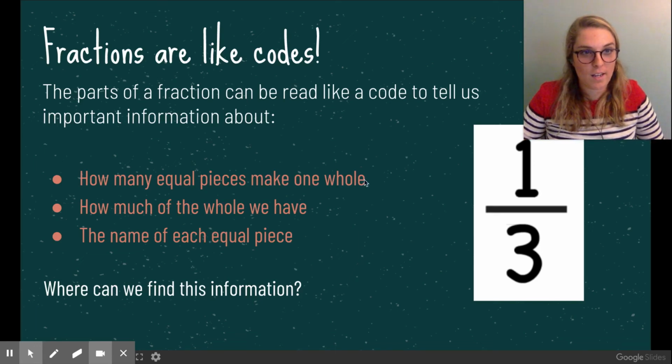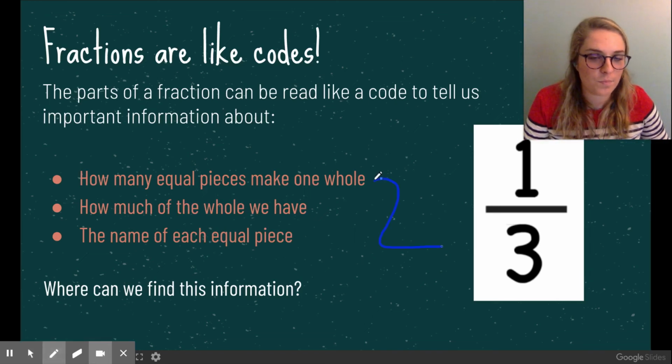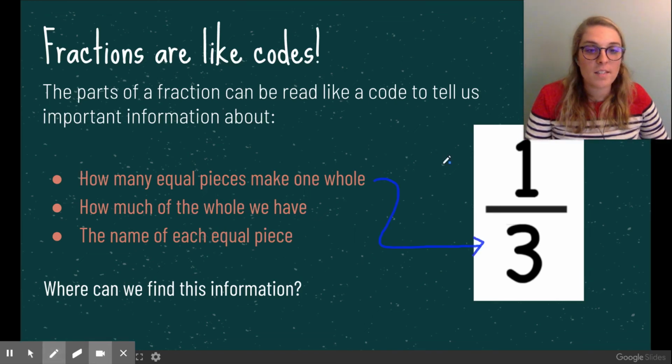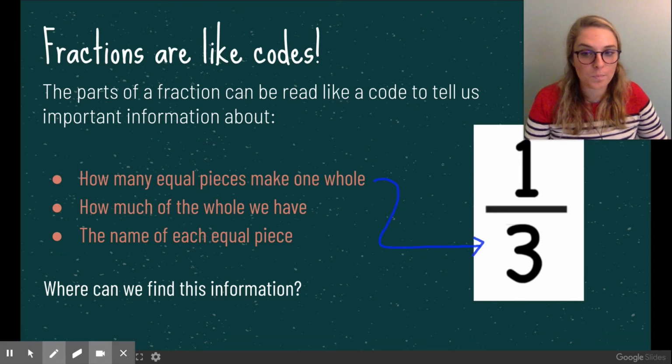There's a reason you can't see my hands. The bottom digit, this digit here, in this case 3, tells us how many pieces make one whole.